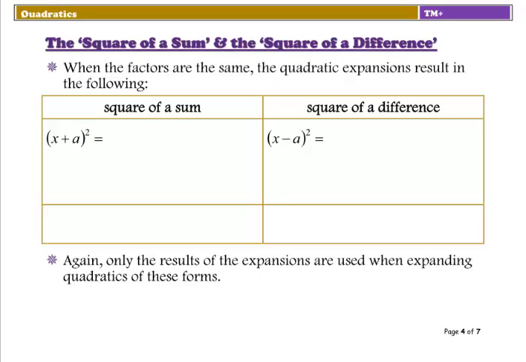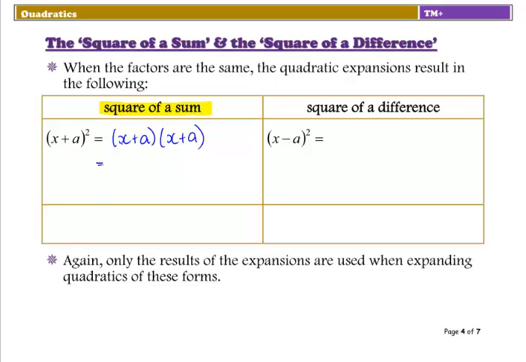Now let's look at the square of a sum and the square of a difference. When the factors are the same, the quadratic expansions result in the following. So if I'm looking at a square of a sum, I have x plus a all squared. Now if I wrote that out in full, it's x plus a, x plus a.